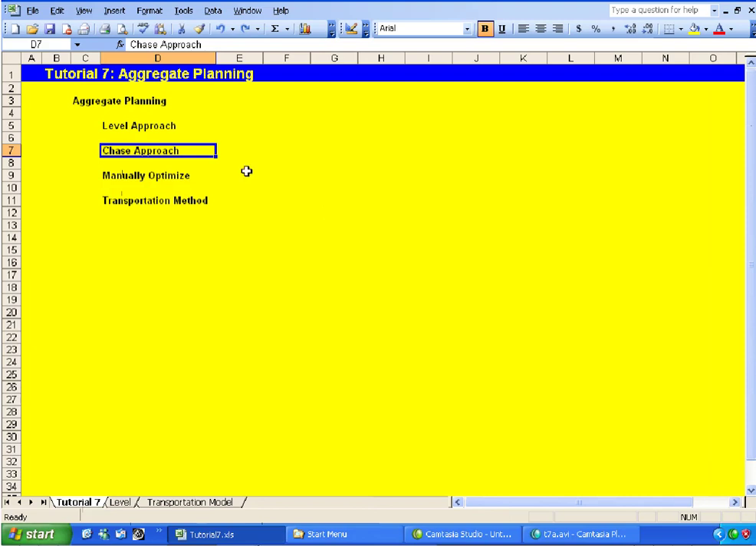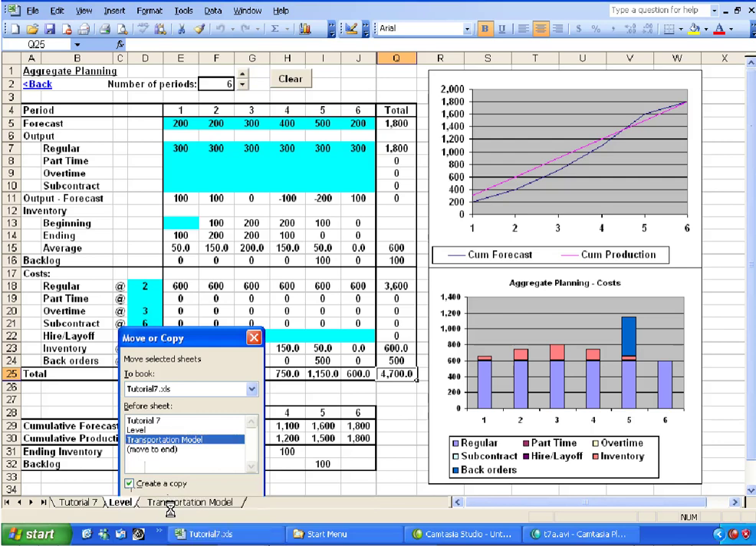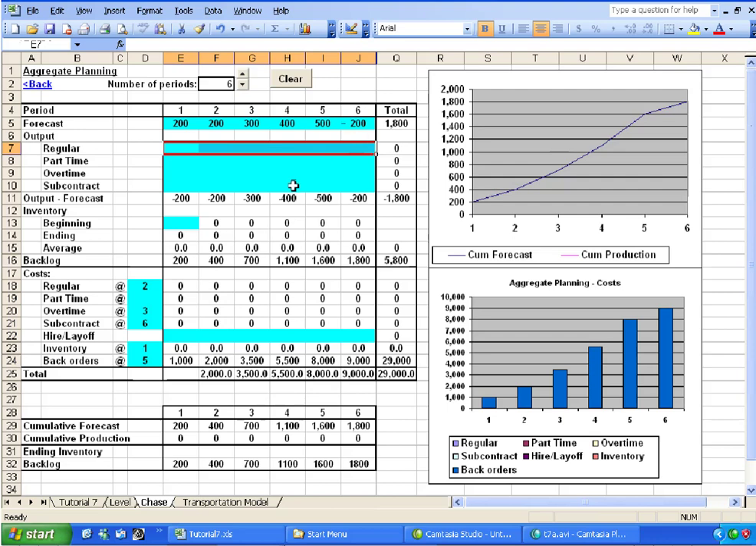Okay, now let's use the chase approach to come up with the second production schedule. I'll start by copying the level approach, which we just finished. And I'll name my new template Chase. The demand stays the same, as do the costs for production and inventory. The production level, however, will be quite different. I want to produce at the same level as the forecasted demand, which will result in 200.